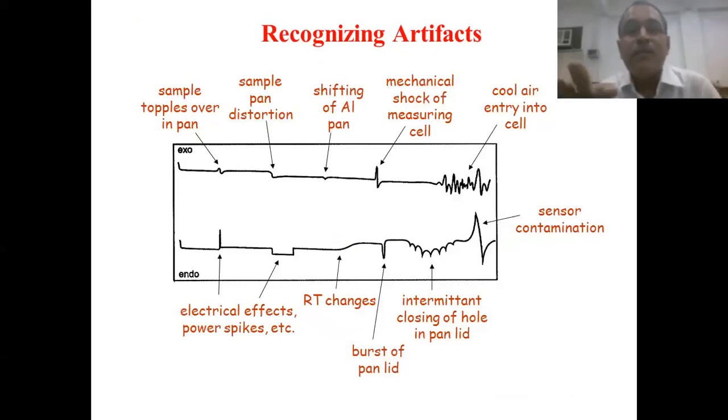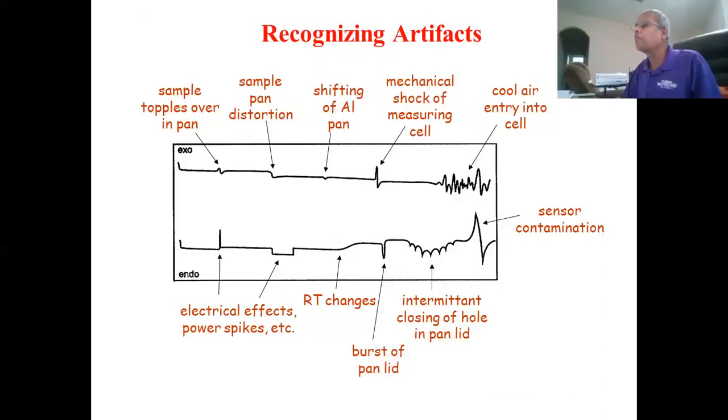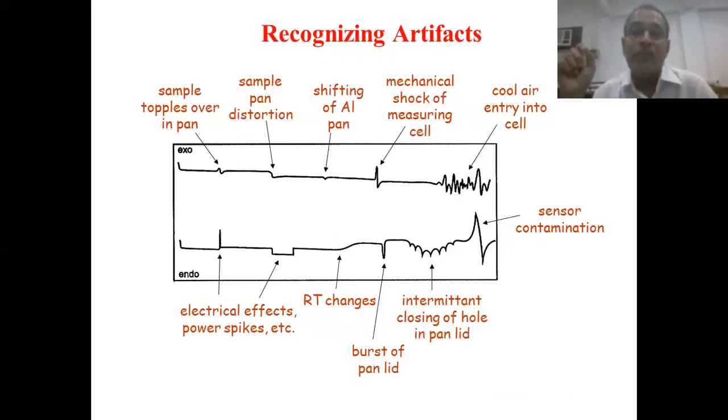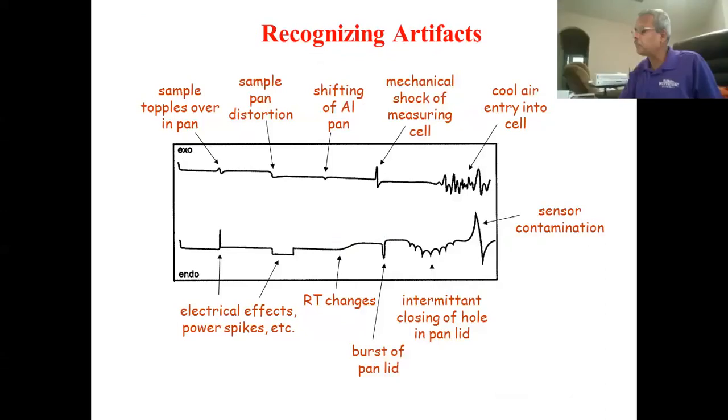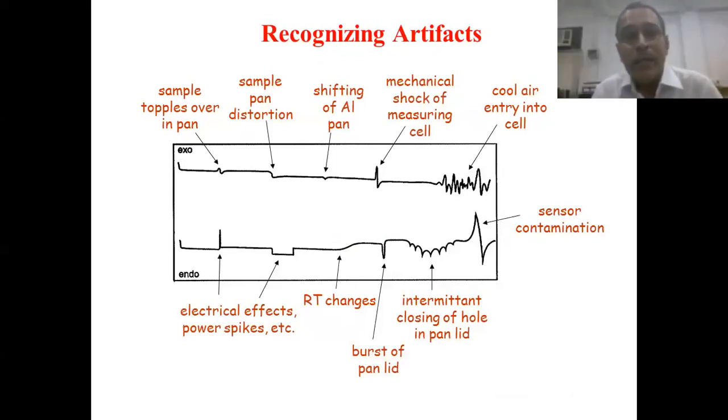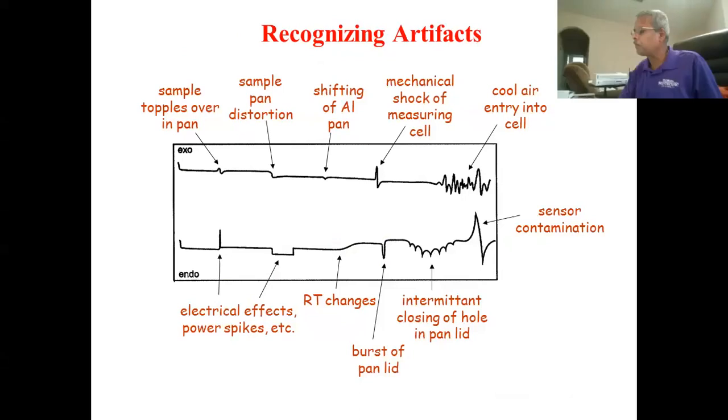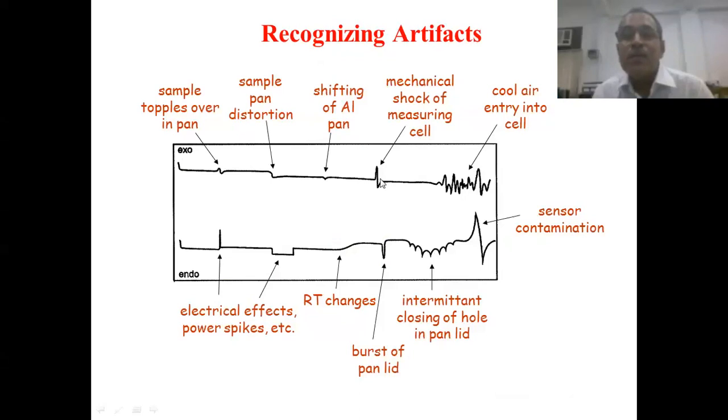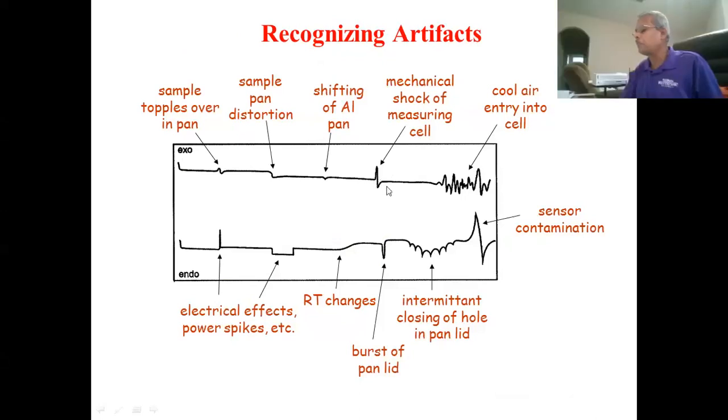This is very important: there are several kinds of artifacts on the DSC thermogram, and you have to be very careful. For example, if you have some kind of light fluctuation, or there is some spark in the room, then that will give you this kind of artifact, and this shows that there is electrical disturbance near your DSC system. Then sometimes we get this kind of spike, and this is a mechanical shock. If you somehow knock the table on which the DSC unit is kept, then you get this kind of spike, and you should not confuse it with some kind of transition.